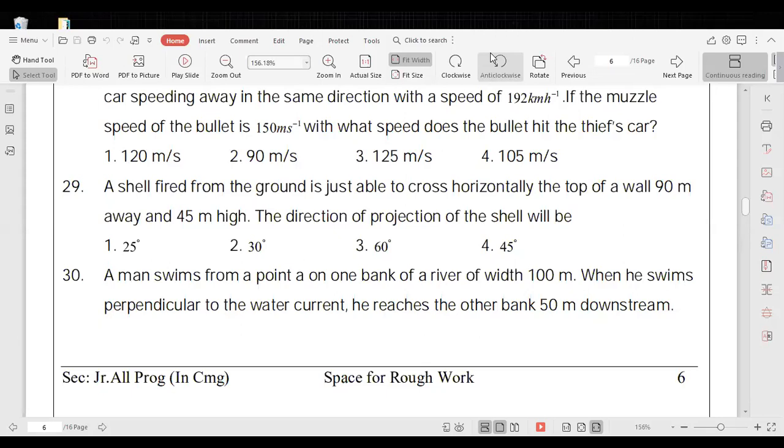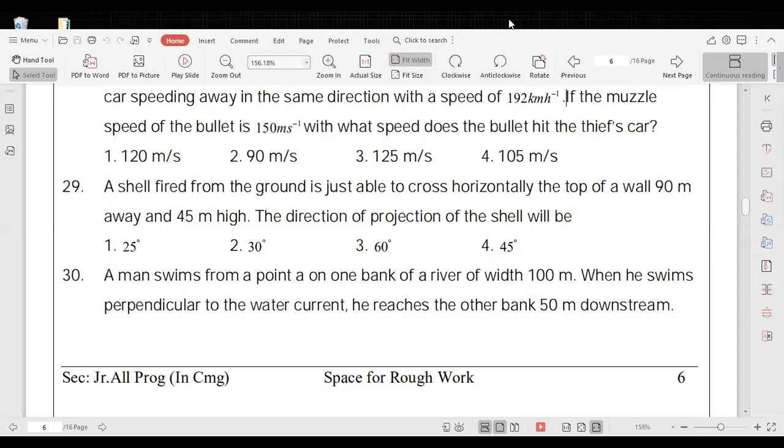Indirectly it is given. That's why the maximum height reached by the projectile is equal to the height of the wall, that is 45 meter. And the wall is at a distance 90 meter. Definitely it travels along the parabolic path and reaches the ground here. As it is the highest point, this distance is also the same. Therefore, indirectly range is given. Range is equal to 180 meter. Okay, have you seen the question?